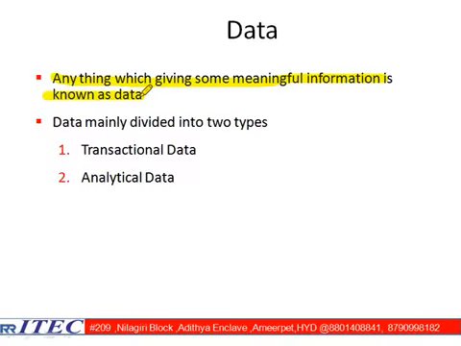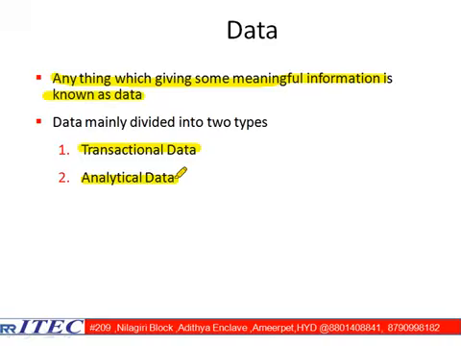Now, data is mainly divided into two types. As far as our data warehousing or our business process is concerned, we divide it into two types. One is called transactional data. Second is called analytical data. Whatever business you take, there should be some transactional data, yes or no? It may be any business; there will be some transactional data.